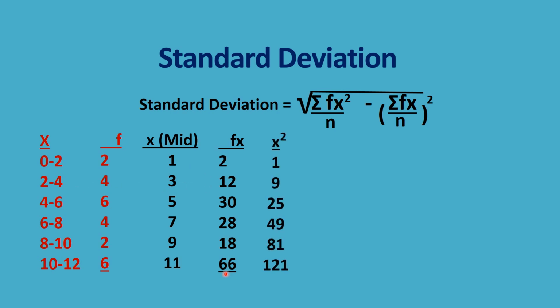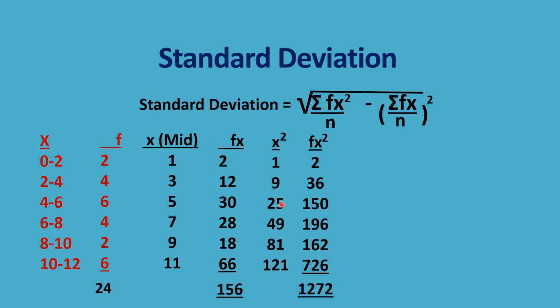Then the x square is calculated. The square of these values. And then fx square. F into x square. This column values into corresponding values of this column. F into x square. And then the totals are taken and it is put in this formula.